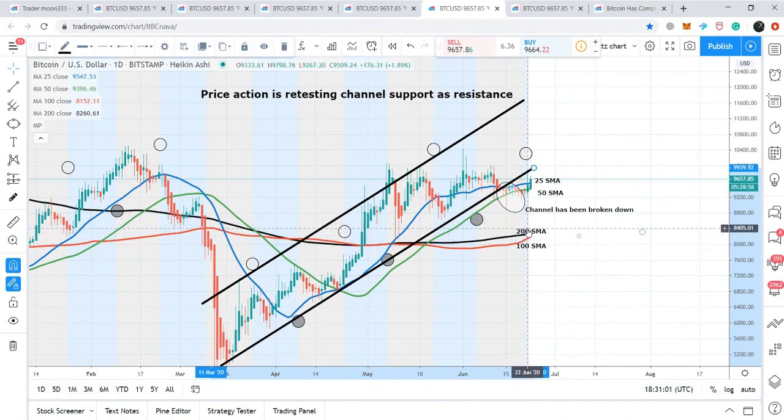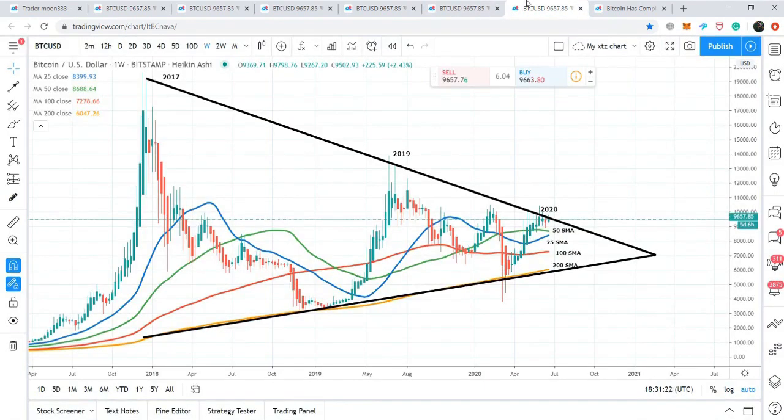And after this bull cross, a complete alligator mouth will also be formed. For example, at that time, we will have the smallest time period moving average, the 25, above all. Then we have 50. Then we will have 100 and 200. So a complete open alligator mouth by the simple moving averages will be formed, and that will be really big and strong support for the price action.